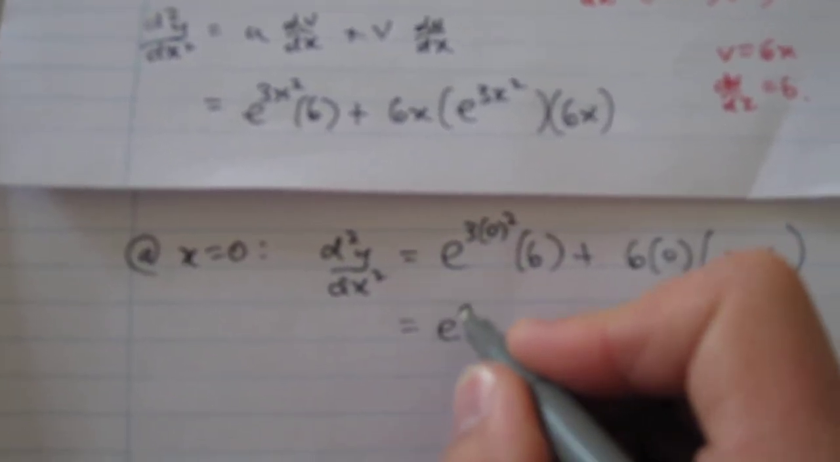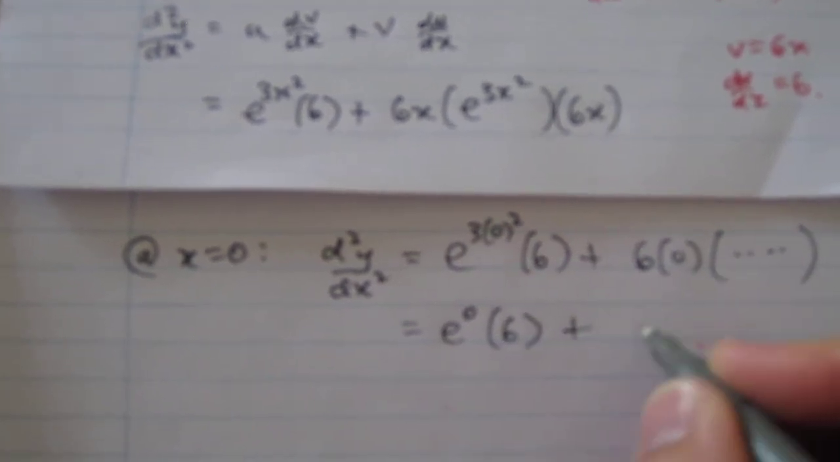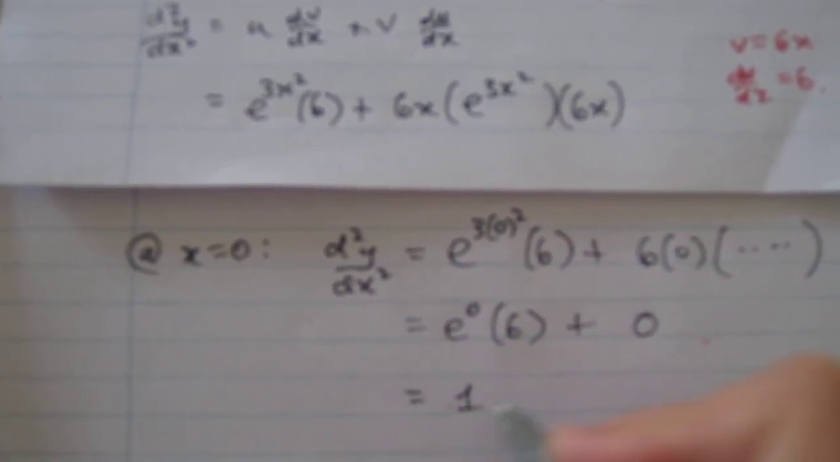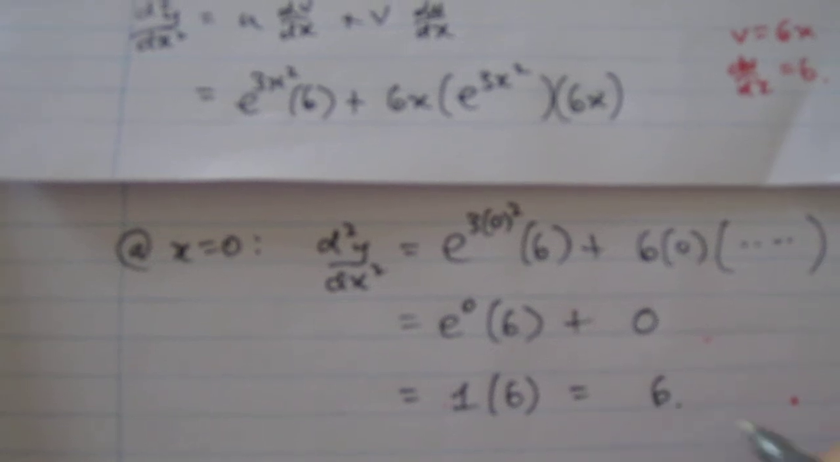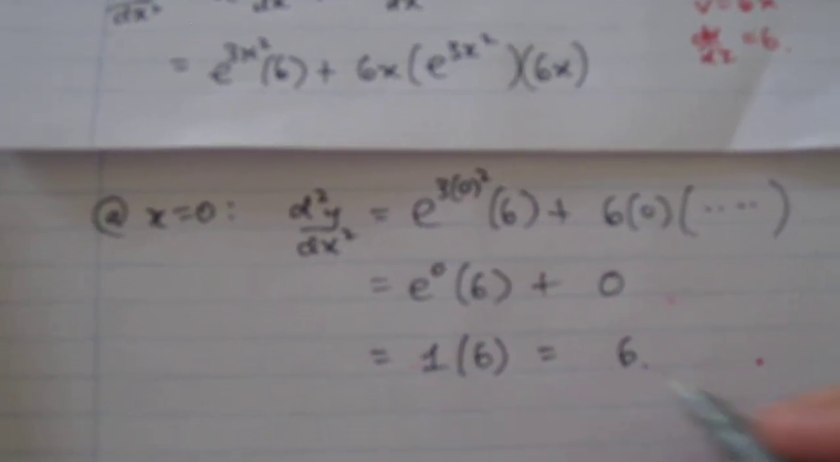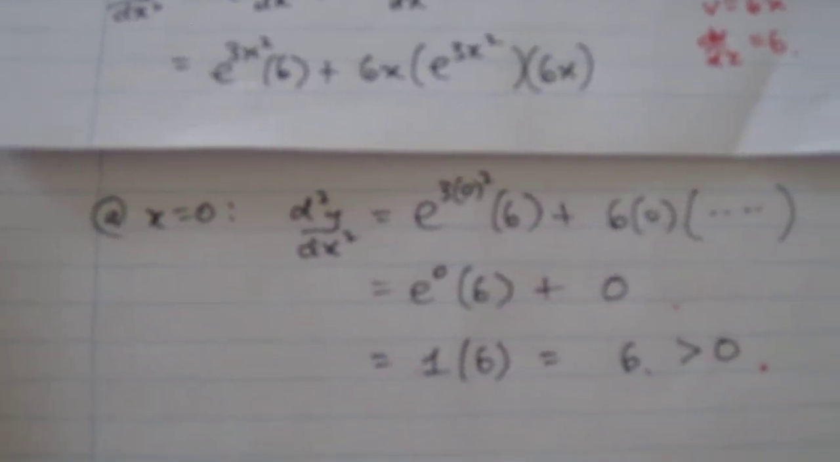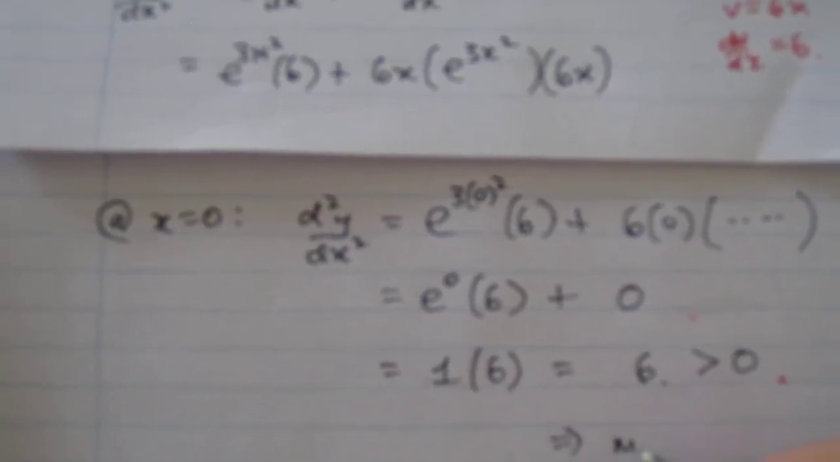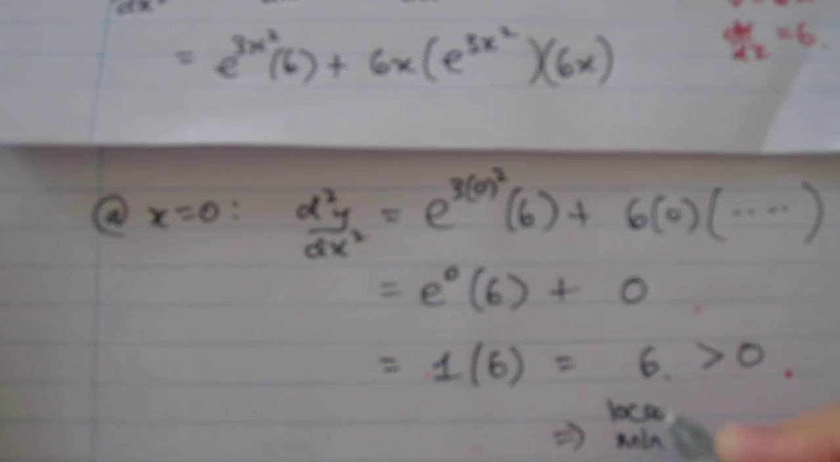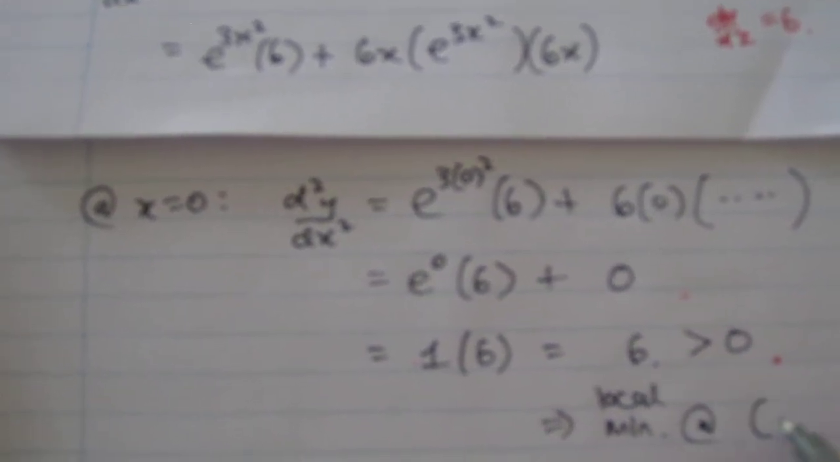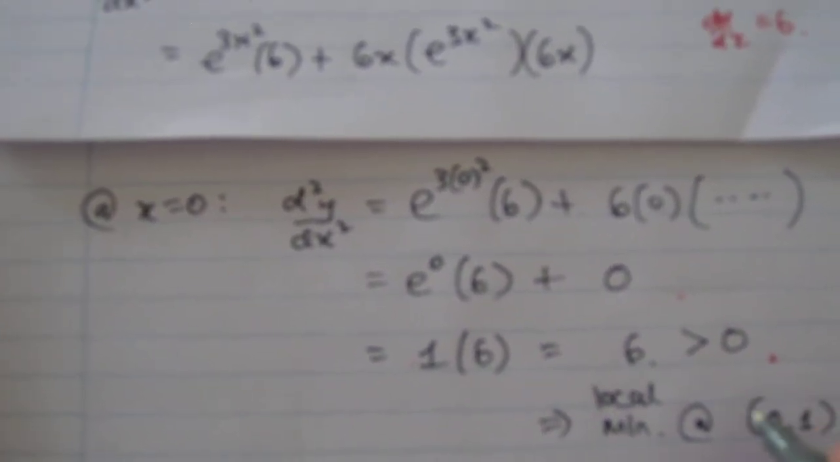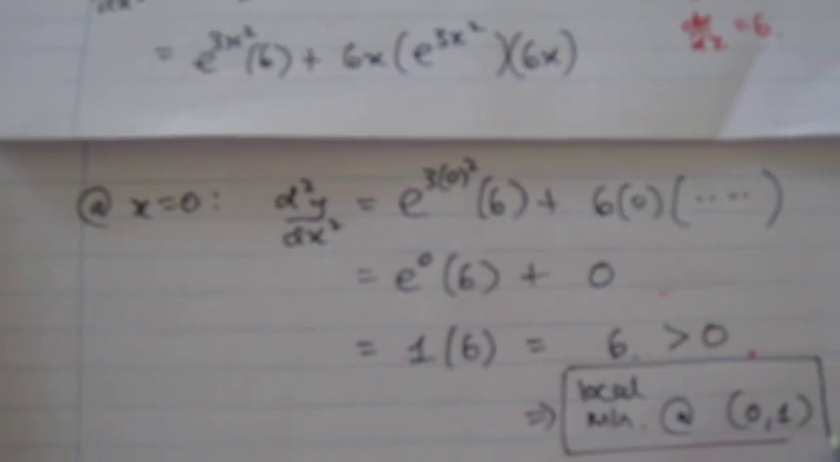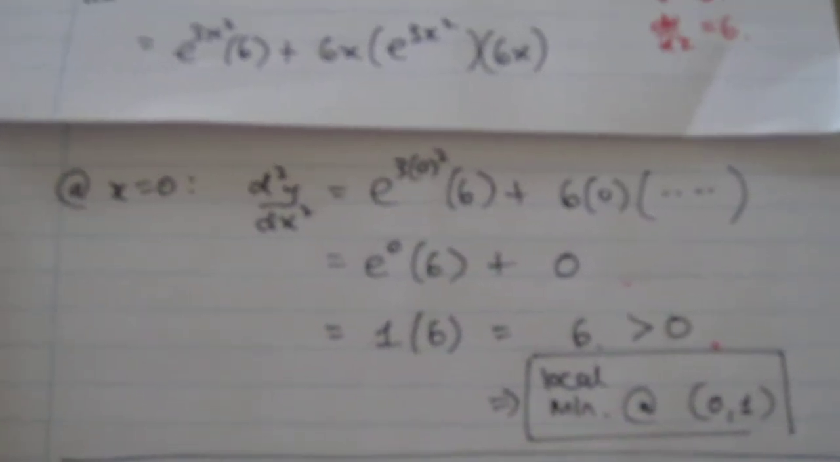This is e to the power 0 by 6 plus 0. E to the power 0 is 1, so that's 1 times 6. That's equal to 6. So the second derivative is greater than 0. Therefore, because the second derivative is greater than 0, we have a min, or what's called a local min, at the point (0, 1). And that's the end of the question.